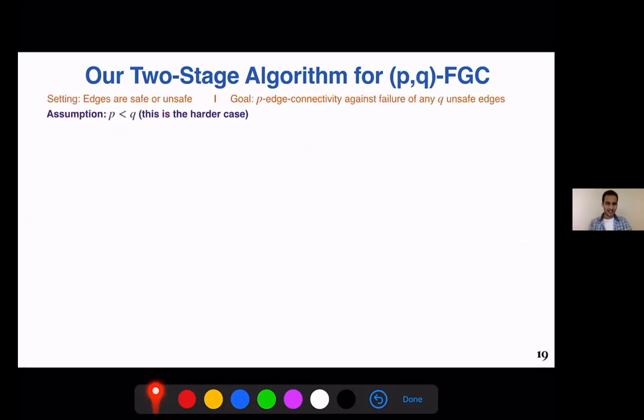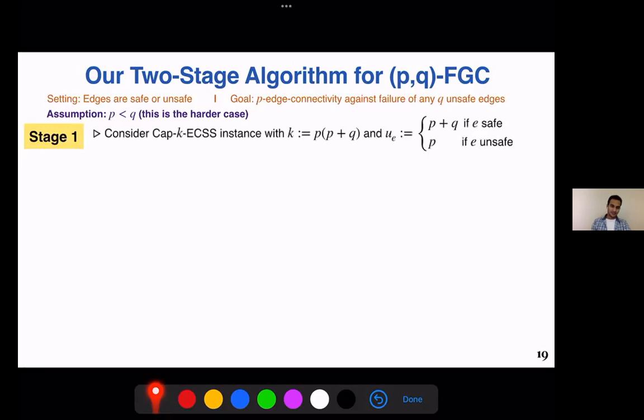This is the last technical slide. Here I'll talk about the 2-stage algorithm for P, Q FGC. I'm going to assume that P is strictly less than Q, simply because this is the harder case. P at least Q is easier to handle. In the first stage of this algorithm, we'll construct an instance of capacitated KECSS problem with K equal to P times P plus Q. We'll assign a capacity of P plus Q to safe edges and P to unsafe edges.